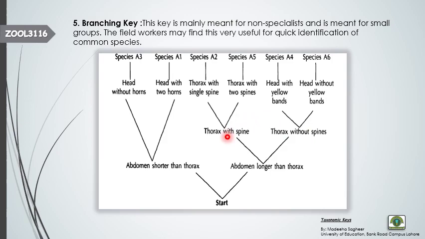If thorax is with spine, then you would have again two choices, with a single spine or with two spines. And if without spine, then your species must have a yellow band on the head. So, head with yellow band or head without yellow band. If our species does not have spines, then we will be looking for the yellow band on the head. Presence shows that it belongs to the species A4, and absence of the yellow band shows that it belongs to the species A6. So this key is very easy to read and understand.